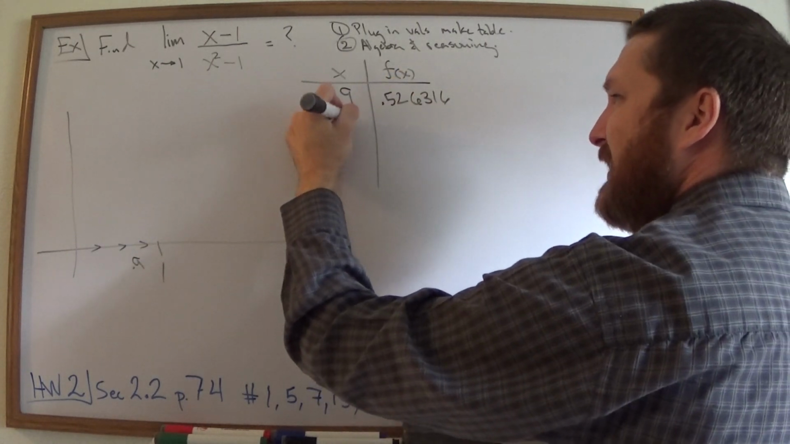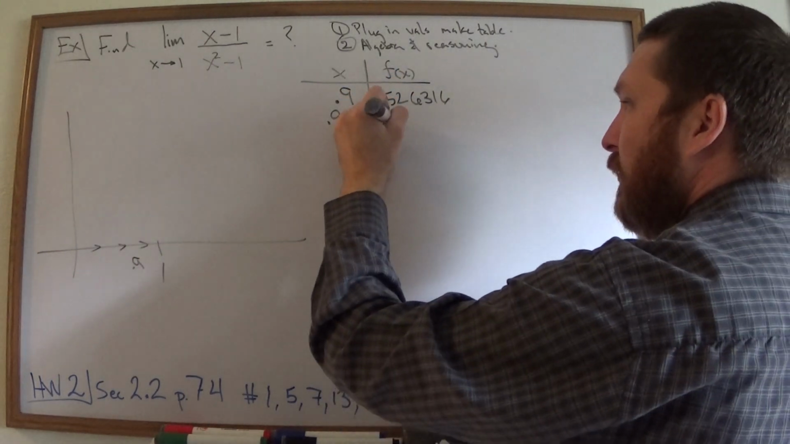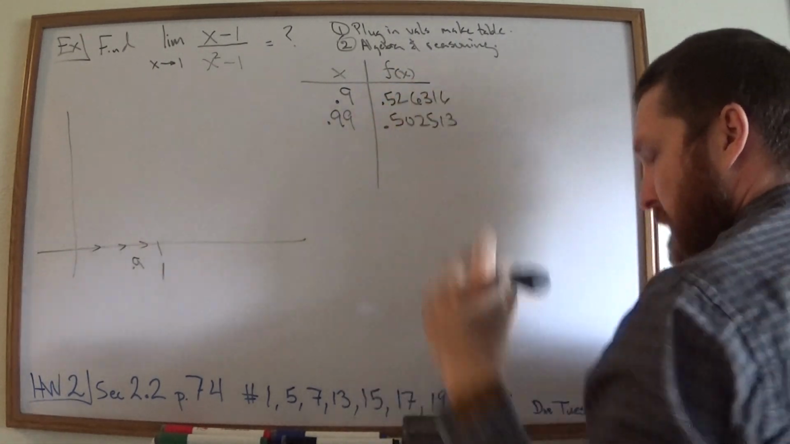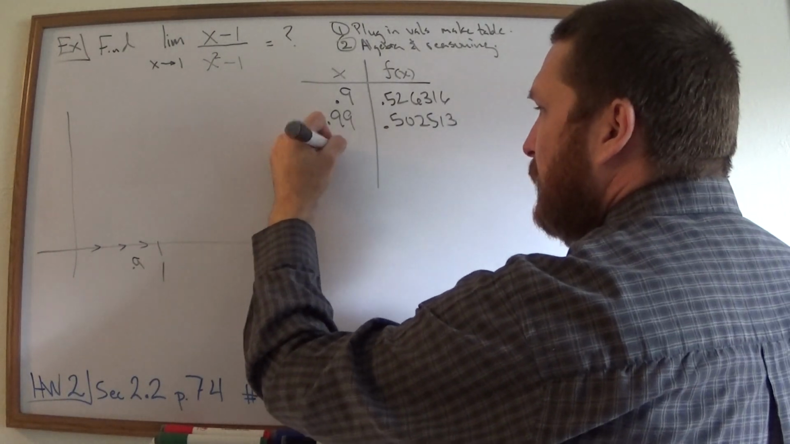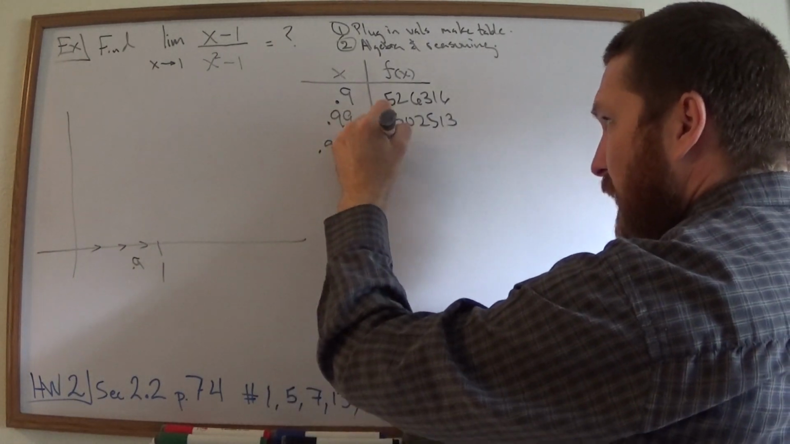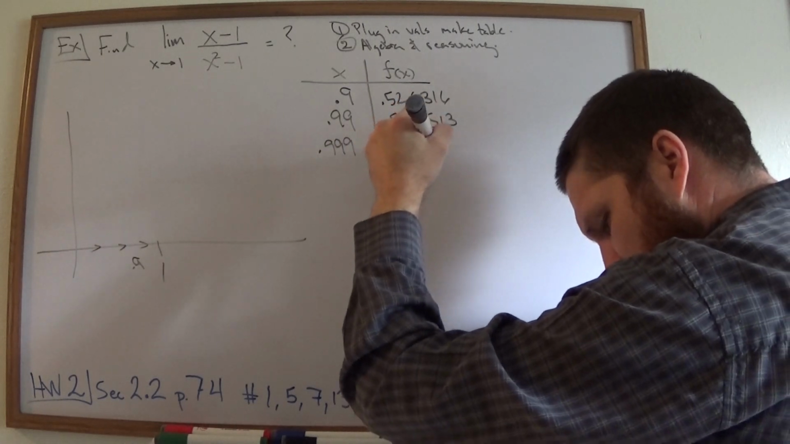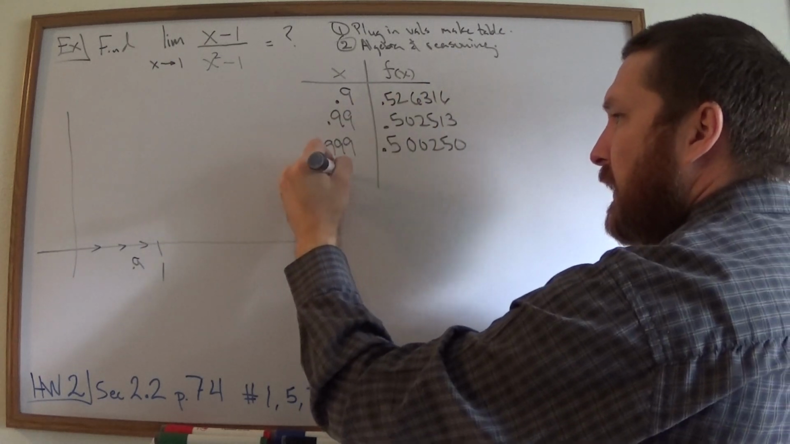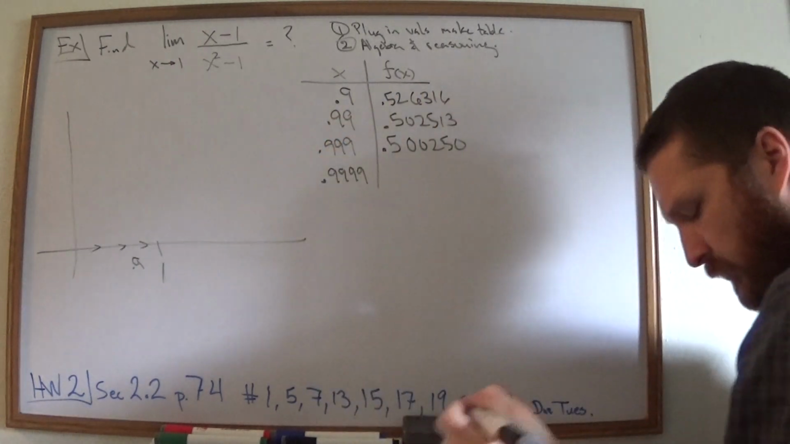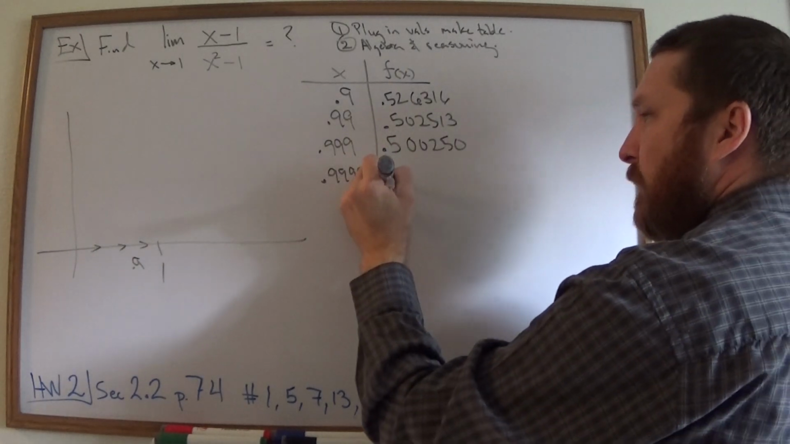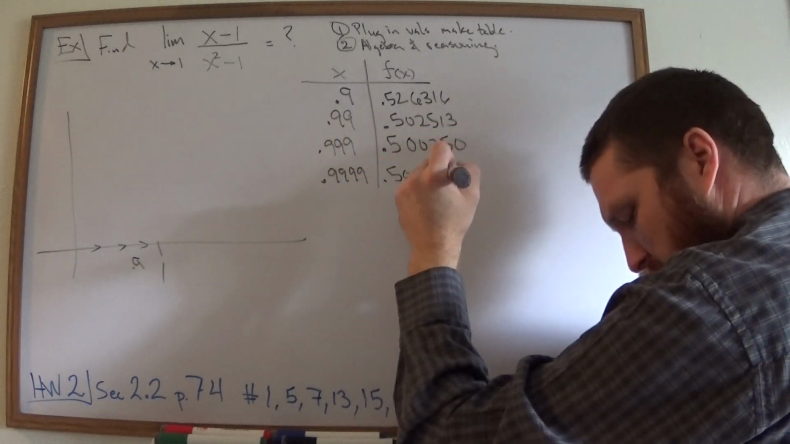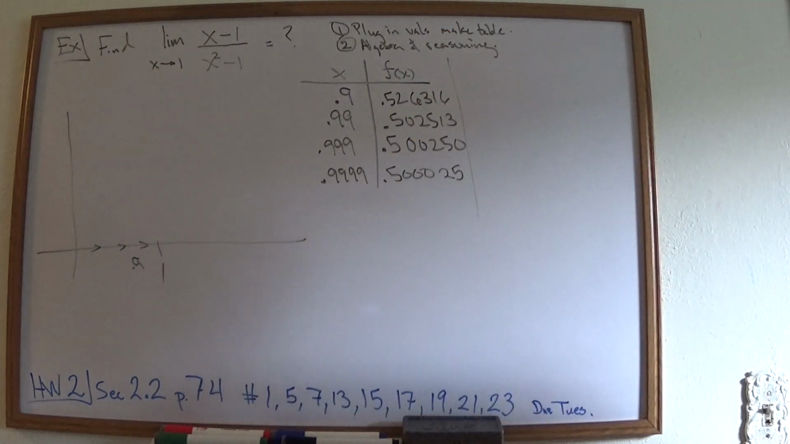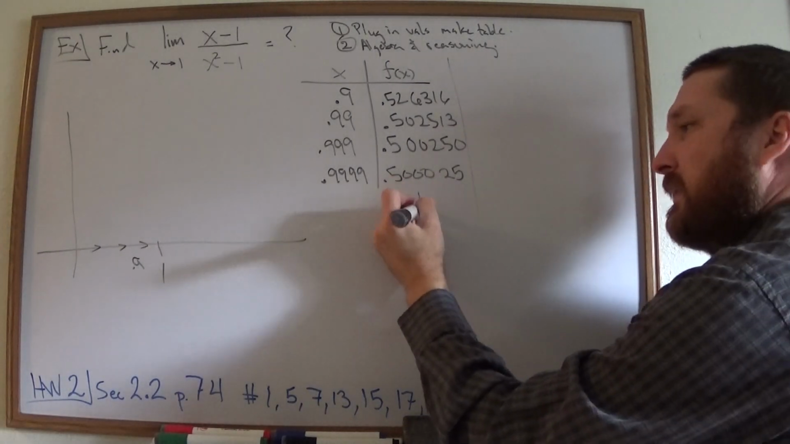I plug in a 0.99, and I get 0.502513. I plug in a 0.999, and I get 0.50025. And then I plug in four 9s, 0.9999, and I get 0.500025. What does it look like it's going to? 0.5. It looks like it's going to 0.5.